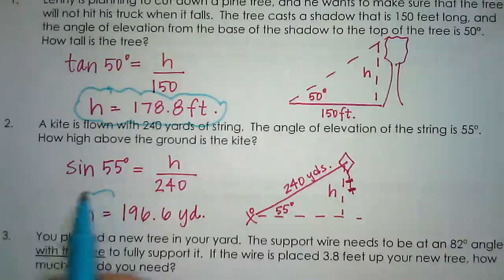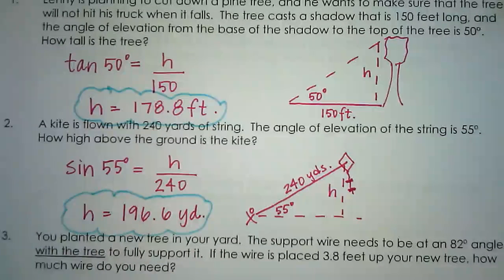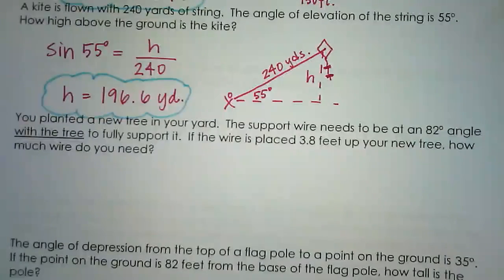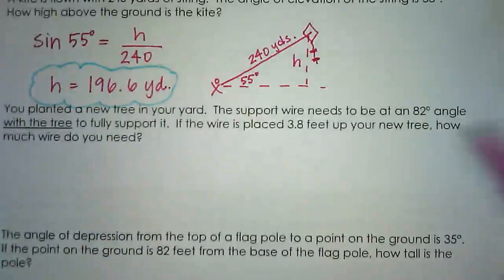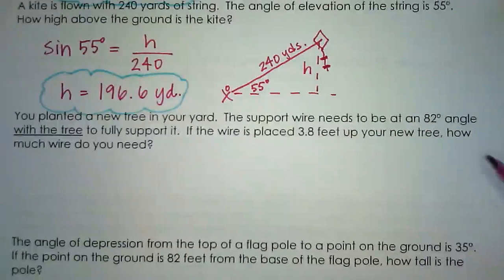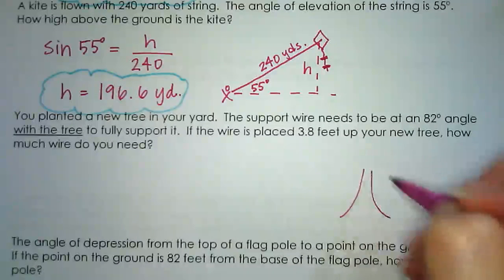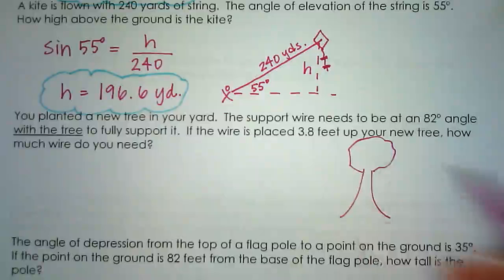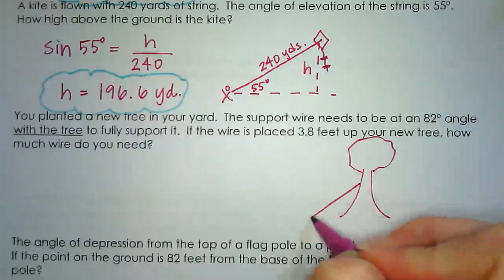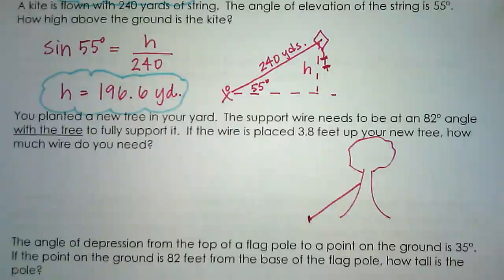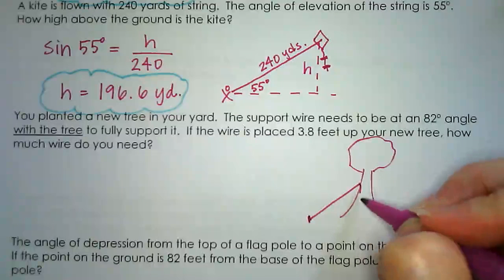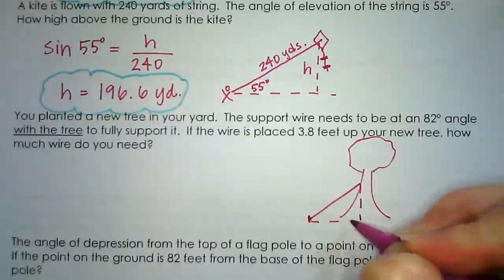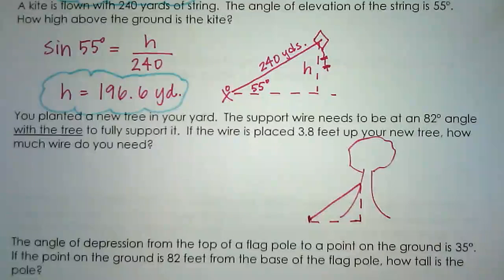Alrighty. Okay, next up, you planted a new tree in your yard. The support wire needs to be at an 82-degree angle with the tree to fully support it. So if the wire is placed 3.8 feet up the new tree, how much wire do you need? Okay, so we got another tree here. So here's our tree. You know, when they plant trees, they put wire down to secure in the ground. So it looks to me like our right triangle is going to be right there.